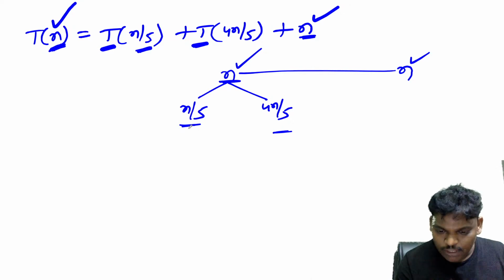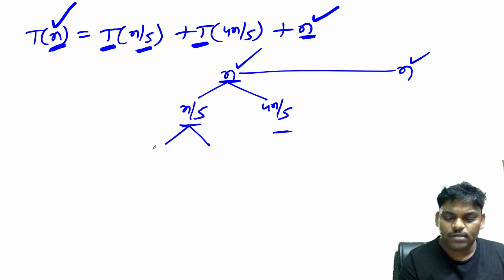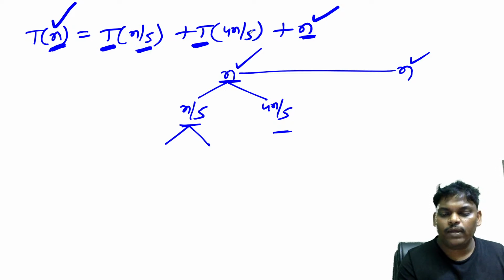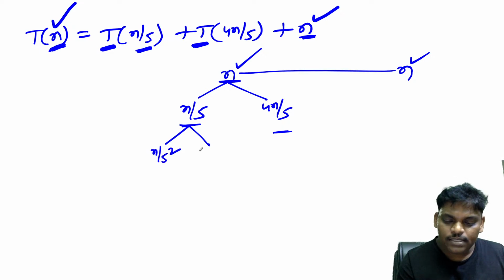Let's check. Same thing: n by 5 is divided into two parts. One side is multiplied by 1 by 5, the other side is multiplied by 4 by 5. Left side multiplied by 1 by 5, right side multiplied by 4 by 5. So the left side is n by 5 squared, and the right side is 4n by 5 squared.